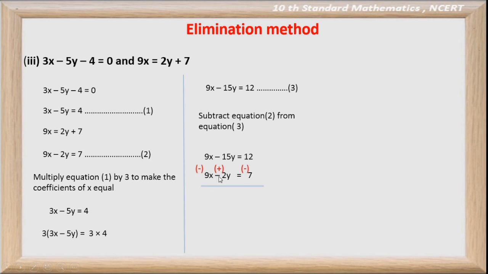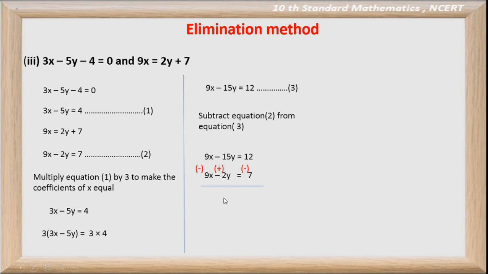Here actually it is negative. We should change the sign, so it will become positive. Here it is positive, it will become negative. Now we can add. This is positive and this is negative, so this term will get cancelled. Now minus 15y plus 2y.